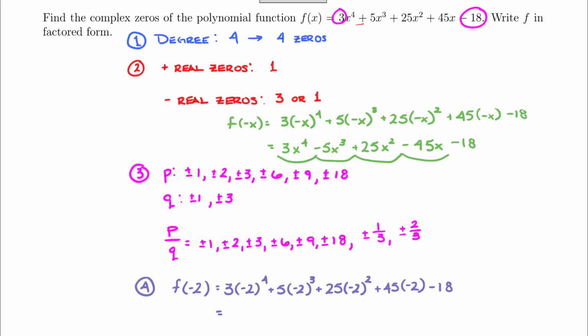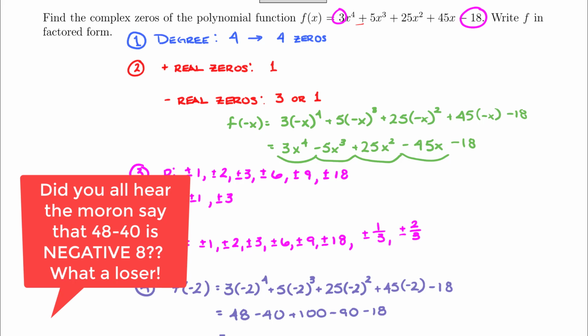And then when I clean this up, negative 2 to the 4th is 16. 3 times 16 is 48. Negative 2 cubed is negative 8, plus 5, so that would be positive 5 times negative 8, which is negative 40. Then 4 times 25 is 100, minus 90, minus 18. And when I add all these together, here I get negative 8 plus 100. Right, negative 8 plus 100 is 92.